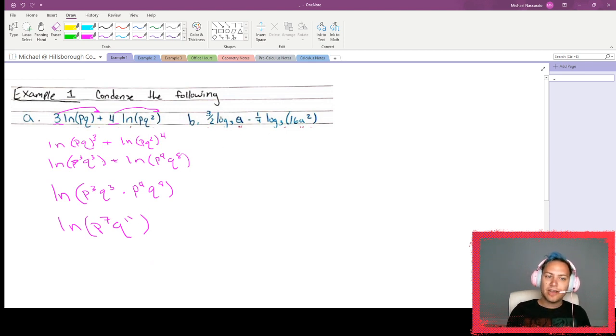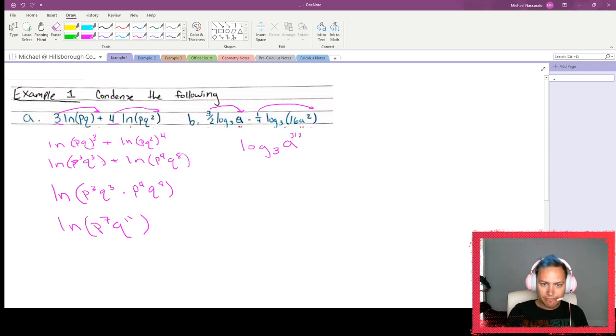Coming over here to this next one, same thing. We're going to take this power and put it in first. Right? So this first one's going to become log base 3 of a to the 3/2 power.